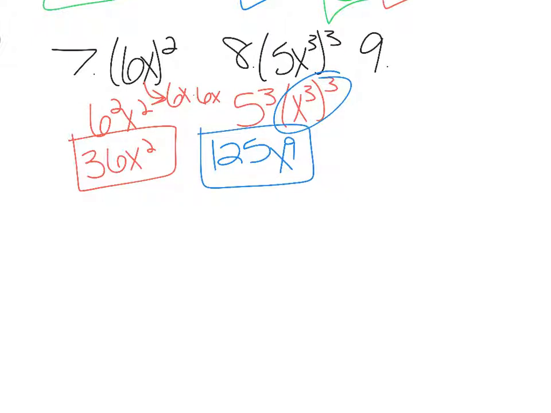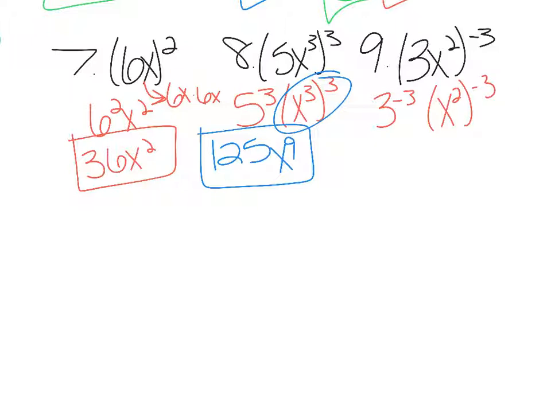Number 9 says (3x squared) to the negative 3rd. Okay, I know I have a negative exponent, but the rule still applies even if the exponent is negative. This is telling me that everything inside those parentheses needs raised to the negative 3rd power. So I have 3 to the negative 3rd. I have x squared to the negative 3rd.